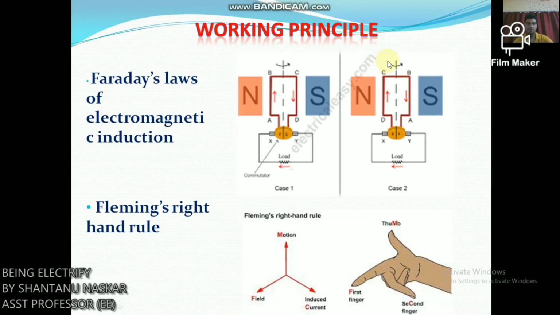Now we will discuss the working principle of a DC generator. We can describe the working principle of DC generator by two laws. Number one is Faraday's laws of electromagnetic induction. Number two is Fleming's right hand rule. Okay, so let's start. According to Faraday's laws of electromagnetic induction, whenever a conductor is placed in a varying magnetic field or a conductor is moved in a magnetic field, an EMF, which is called electromotive force, gets induced in the conductor.